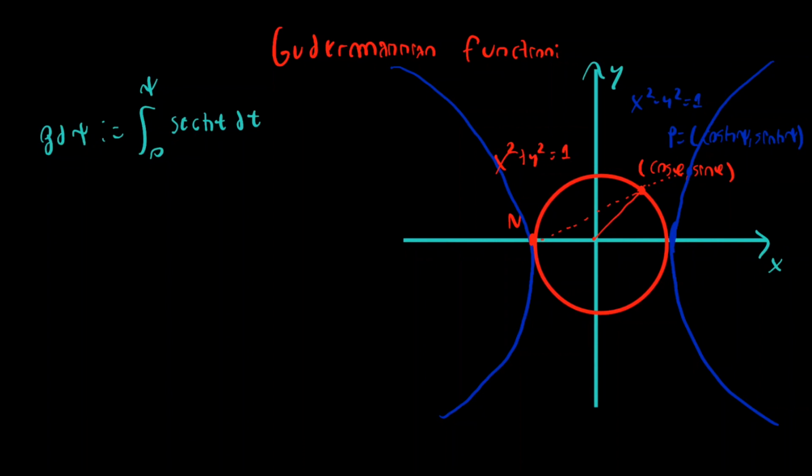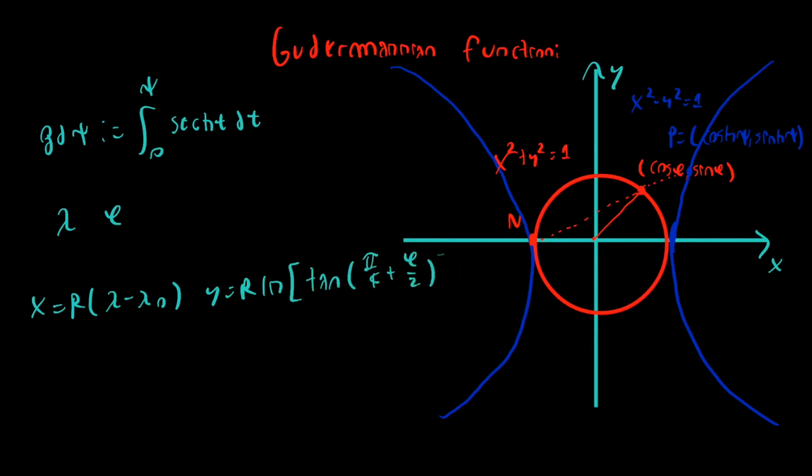So from the conformality of the Mercator projection, and other considerations, we can derive the formulas for the x and y coordinates on the projection as a function of the longitude and latitude, which we will denote by lambda and phi. In fact, we will get that the x coordinate on the projection is R times (lambda minus lambda naught), and y is R times the natural logarithm of the tangent of pi over 4 plus phi over 2.